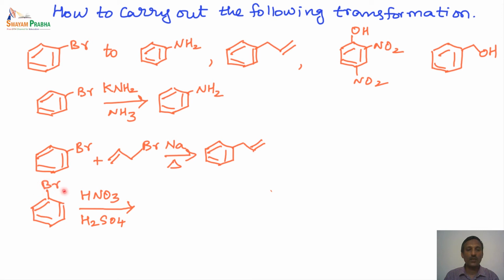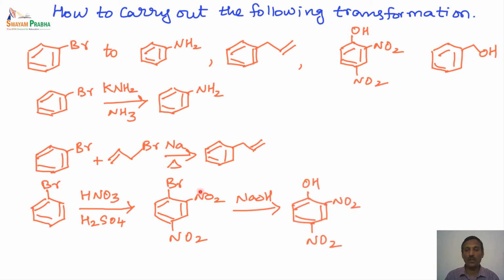And the next one is the bromobenzene is treated with the nitric acid because we need to make the nitro derivative. So nitration of the bromobenzene gives the dinitro derivative, which on treatment with the sodium hydroxide we already have seen. Even sodium carbonate is sufficient to convert this bromo to hydroxyl because of the presence of 2 electron withdrawing groups.